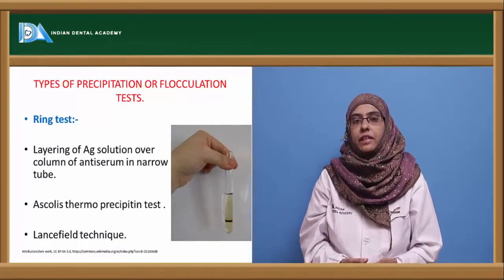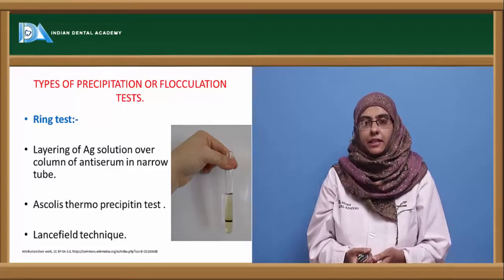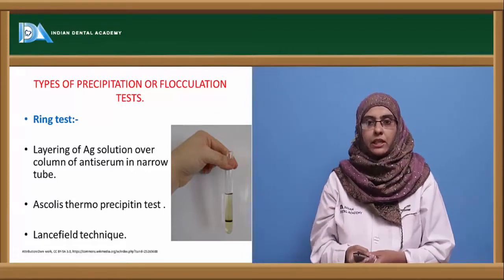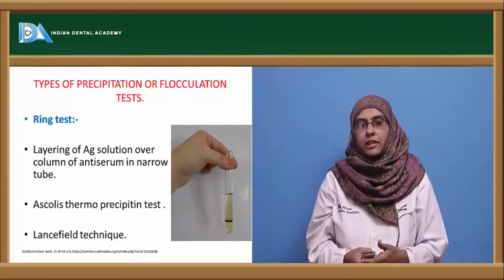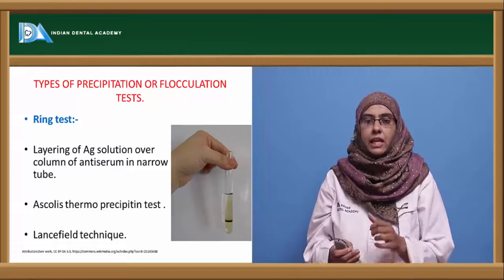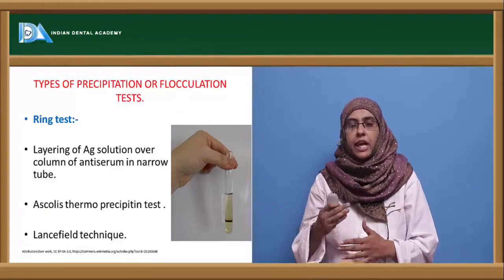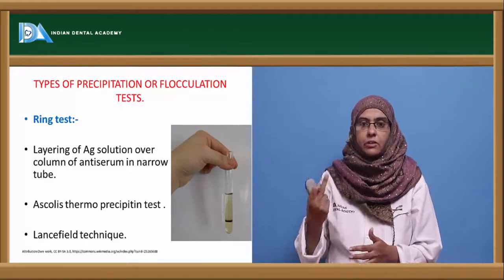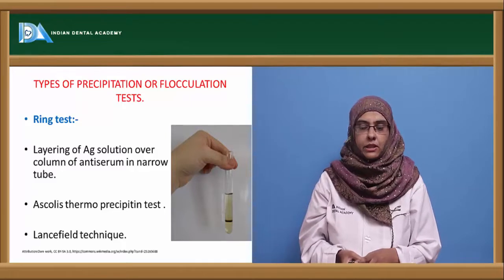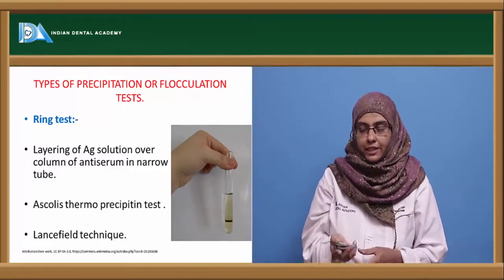Now coming to the different types of precipitation or flocculation tests. The first is the ring test. In the ring test, you can see a ring formed between the two layers of the solution. The procedure carried out is layering of the antigen solution over the antiserum in a narrow test tube, and the interaction takes place between the antigen and antibody, and a ring is formed between the two layers. This technique is used mostly in Ascoli's thermoprecipitin test or grouping of streptococci in the Lancefield technique.